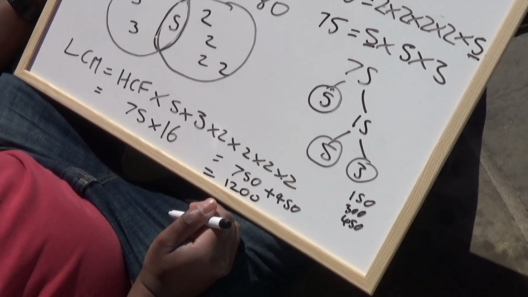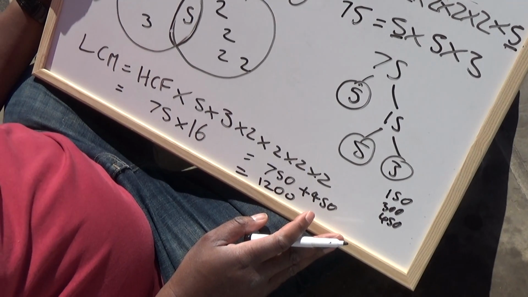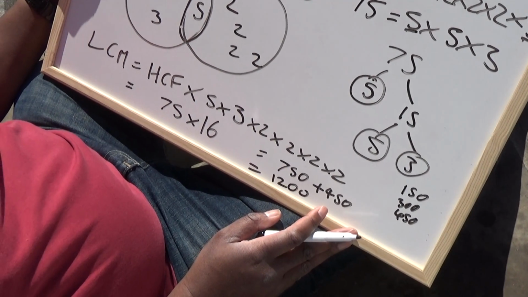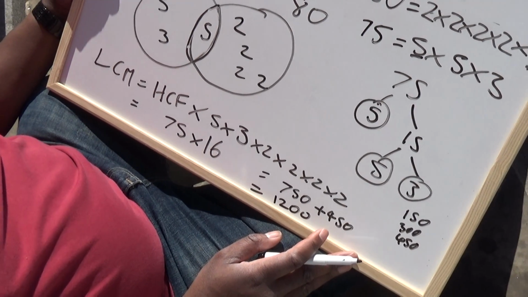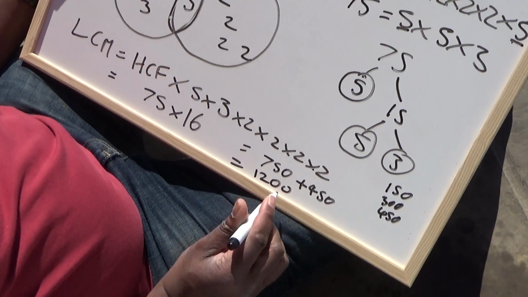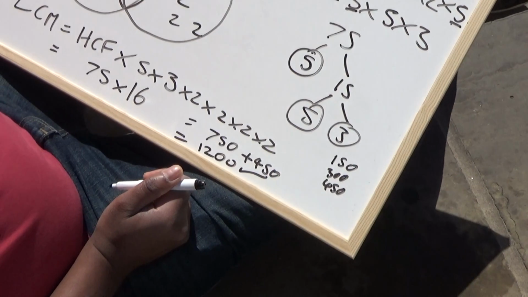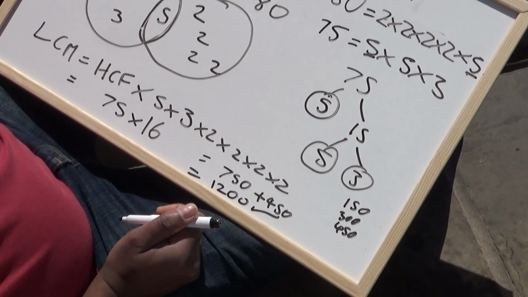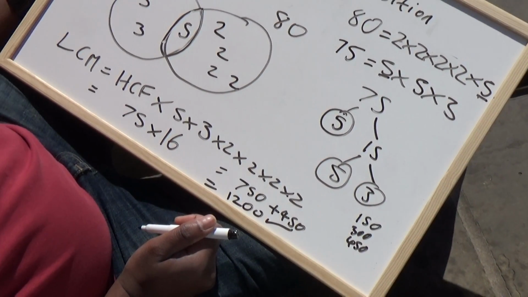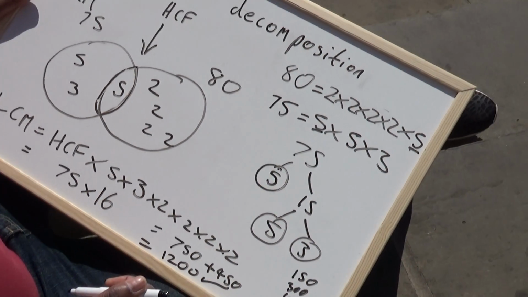So the lowest number that 75 and 80 go into is the lowest common multiple. The lowest common multiple is 1,200. And I wouldn't be able to tell you that straight away. That's a good method. What I would do is maybe do another example for them. Yeah, we can do another one.